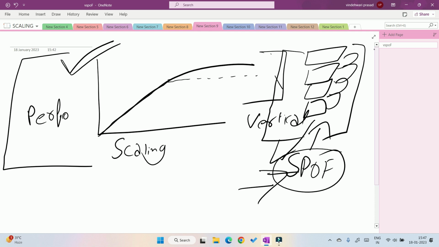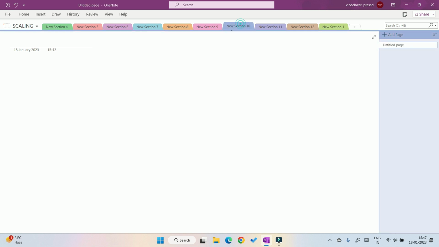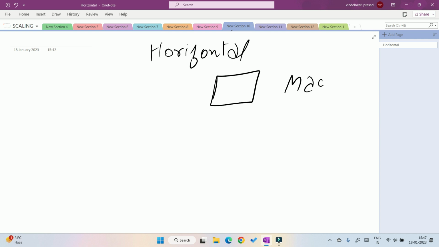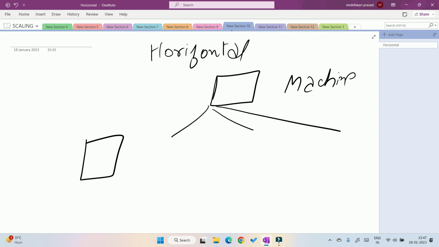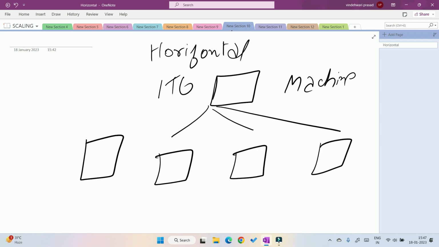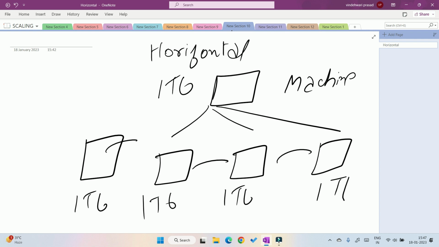So to solve this issue, we have another scaling that is called horizontal scaling. In horizontal scaling, suppose there is one machine, okay. So you horizontally divide this machine into different parts. Suppose it is a 1 terabyte machine, okay. So now you have 4 machines, they are connected over network calls, and each one has 1 TB of data, okay. Now this type of scaling is called horizontal scaling, where you distribute the load.